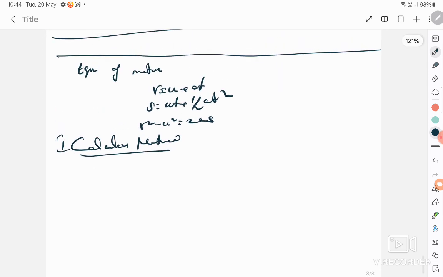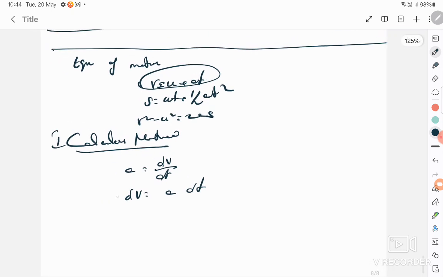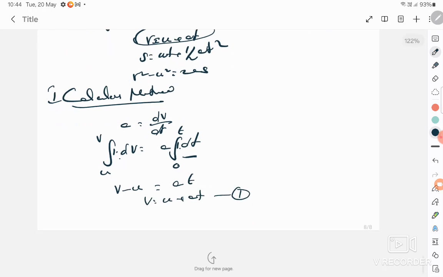Calculus method means using differentiation and integration, the first method. In the first method, to get the first equation, you should start with a is equal to dv by dt, cross multiply: dv is equal to a into dt. Now integrate both sides. dv is 1 dv, dt is 1 dt, integrated from u to v, and time is integrated from 0 to t. When you integrate 1 dv you get v, upper limit minus lower limit will be v minus u. When you integrate 1 dt, you'll get t minus 0, so t. So v is equal to u plus at, we got the first equation.